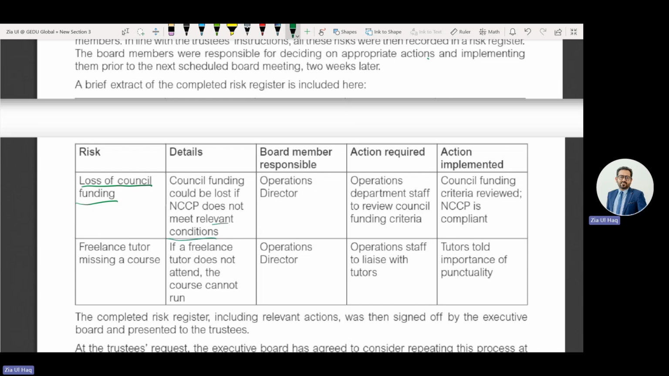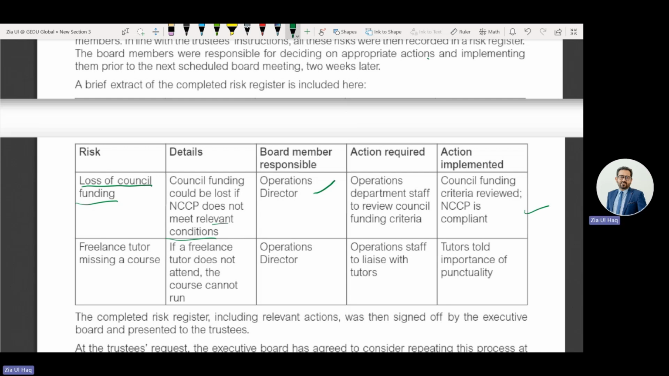The relevant condition is what? You need to issue the business skill course. Board member responsibility: who is responsible for managing this risk? Operation Director. Action required: operation department staff to review council funding criteria. Action implemented: council funding criteria reviewed, NCCP is compliant. That is how this risk was managed.